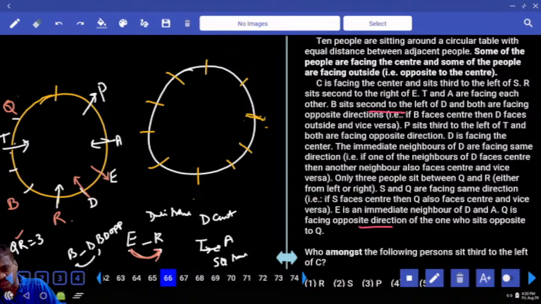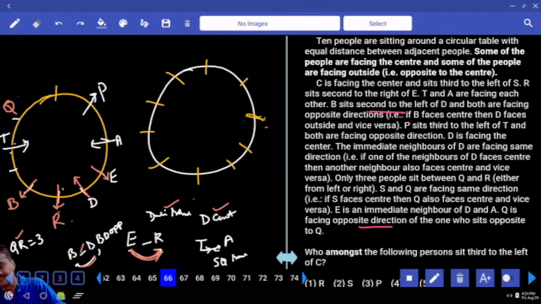R is seated second to the right of E, and B is seated second to the left of D, fine. B and D are opposite. D is facing the center, B will be away from the center. D's neighbors are facing the same direction. R is seated second to the right of E, then R must be away from the center. Follow here? Immediate neighbors of D are facing the same direction.